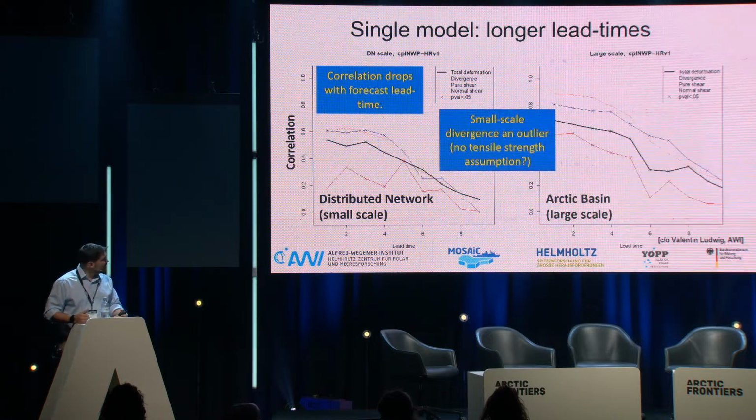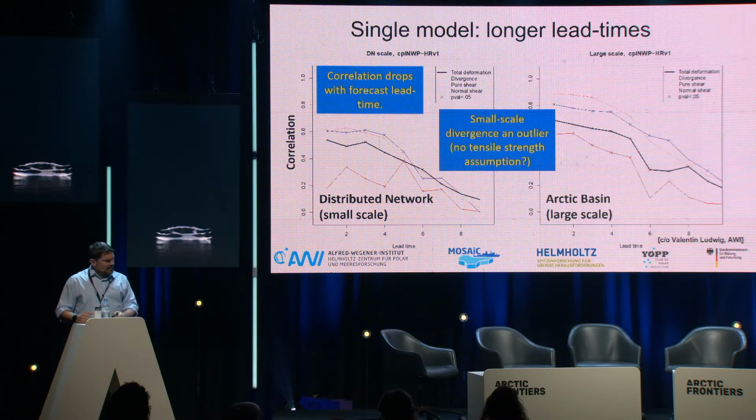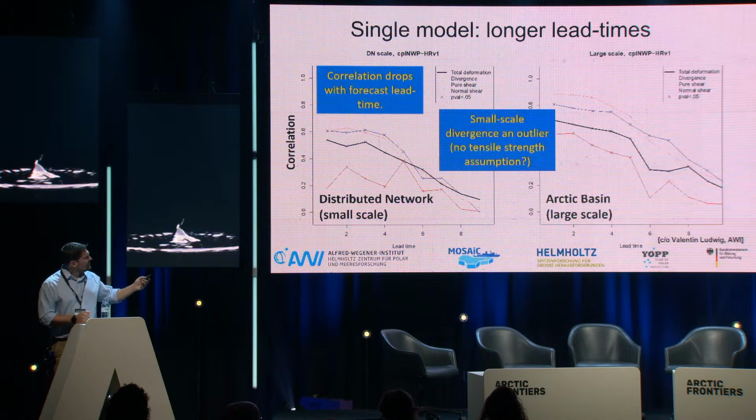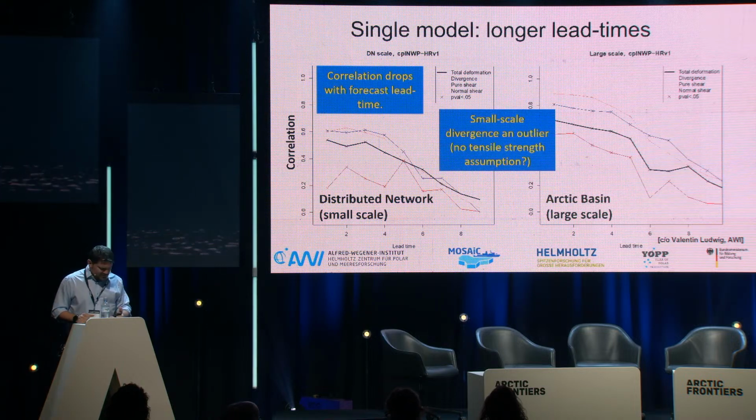So the model is still capturing things well, but the divergence not quite so well, which I think is because there are some assumptions in the sea ice model about tensile strength that may be contributing to that.